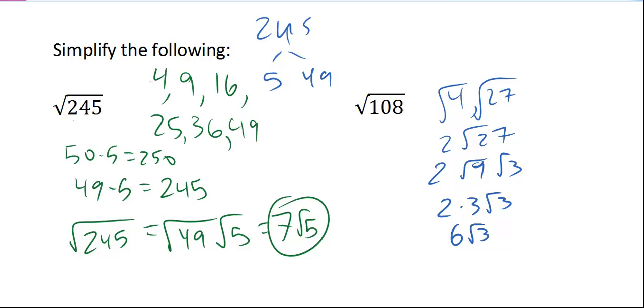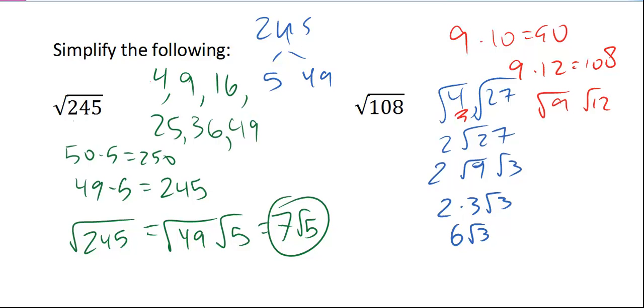I do want to encourage you also, though, sometimes not necessarily to stop at the first perfect square you see. So maybe you say, oh, 4 works, but I wonder if the next one works. What if I tried 9? And we know, for instance, that 9 times 10 is 90. So if I added 2 more 9s, then 9 times 12 is 108. So maybe you say, okay, maybe that would be easier. Square root of 9 and square root of 12, and square root of 12 may be a little easier for you to break down, so we get 6 root 3 that way.